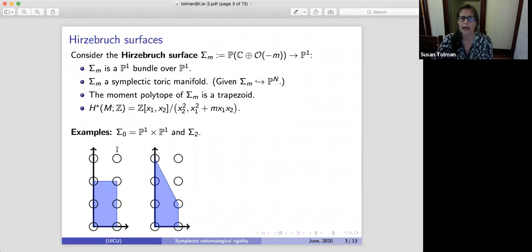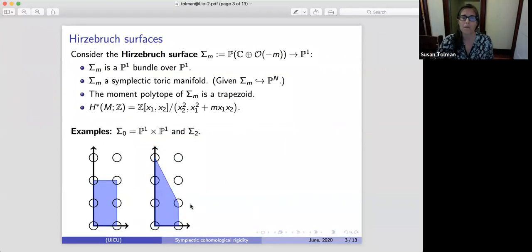The example you might want to think about, there's two important examples. Well, there's many, I'm just drawing two. One is P1 cross P1. Of course, in general, you get any rectangle, but here is an example of a rectangle you might get. And if we take sigma 2, we see it's similar, but you can see this line here has slope 2, or negative 2. Anyway, the subscript is telling you how steep this line is.